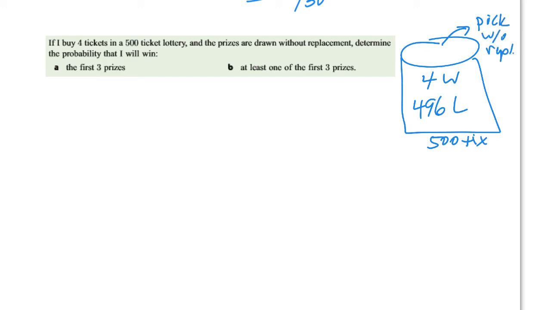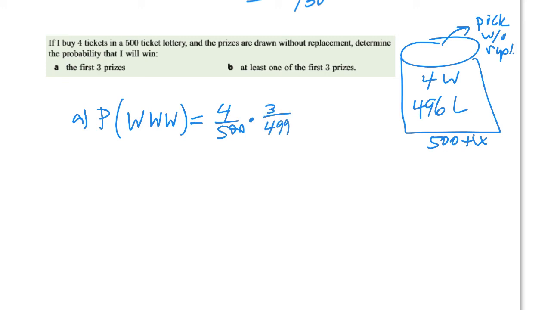So if I pick without replacement, part A is asking, what's the chance that I get the first 3 prizes? Well, that means a win-win-win would have to happen. So the first winning probability would be 4 in 500. These are AND problems. AND means multiply. And the second one's a winner. Well, this is done without replacement, so there's now only 3 out of 499 because the winning ticket was set aside.